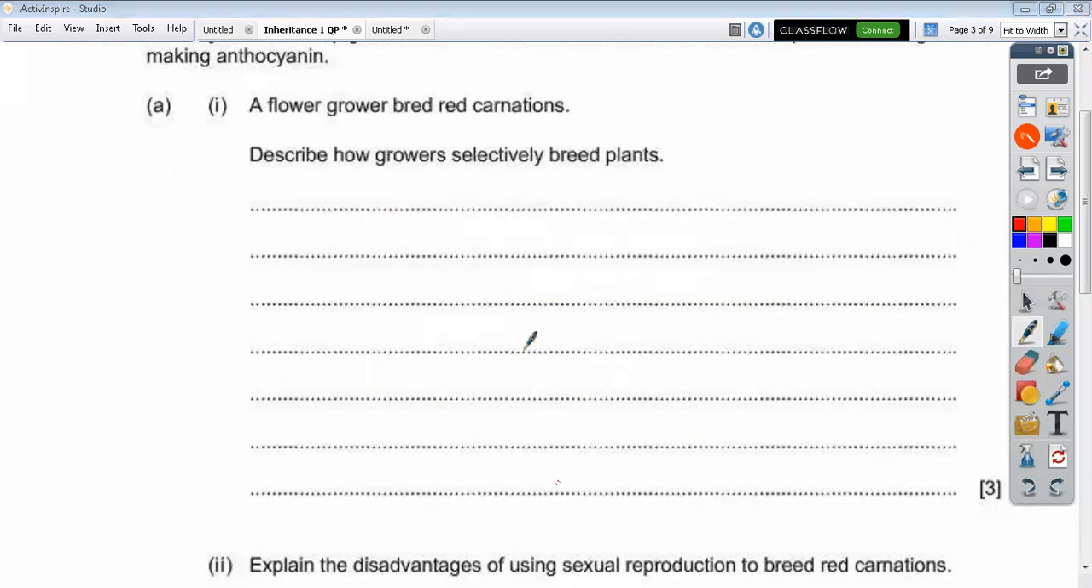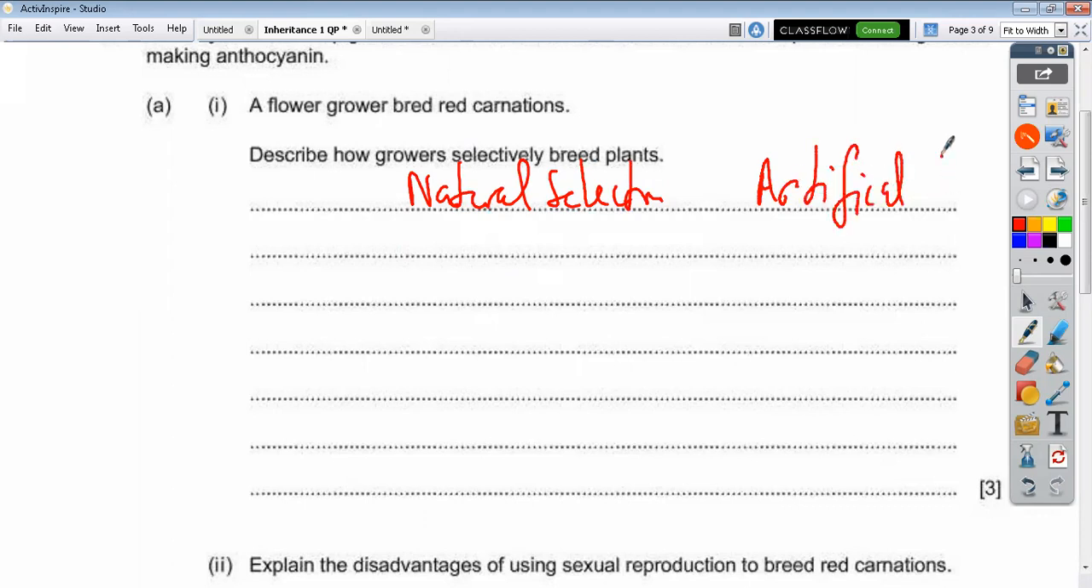Okay. Now, let's talk of selection. So we've got what is called natural selection, and we have what is called artificial selection. Natural selection and artificial selection.